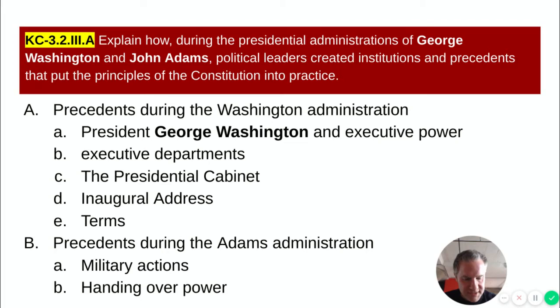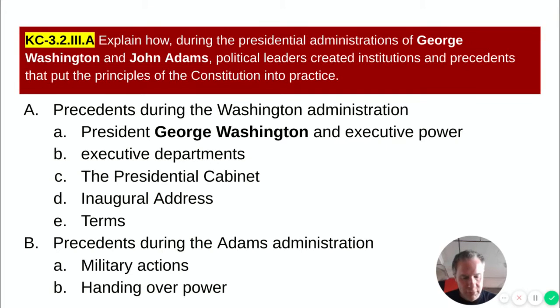And those departments included the Department of State, which handles foreign relations, the Department of War, which handles the military and conflicts, the Department of the Treasury, which handled the nation's finances, and the Department of Justice, which handles enforcement of the law. Those are the four areas that Washington felt he would need assistance and a group of individuals to assist him. In addition, he created a precedent of the presidential cabinet.